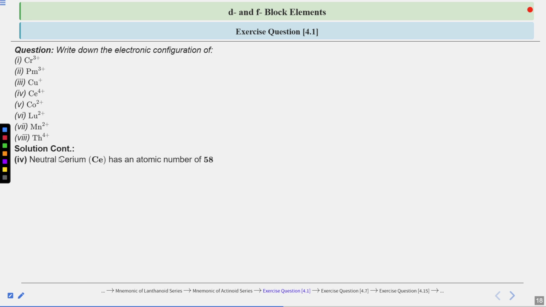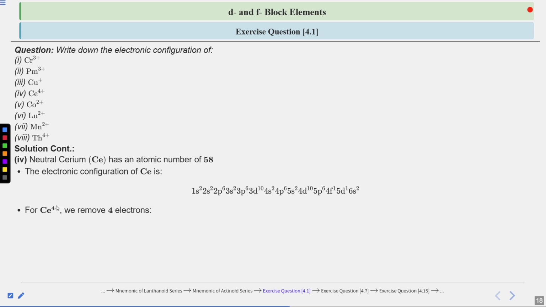Now for the fourth part, that is for cerium, the neutral cerium has atomic number 58. So the electronic configuration of cerium is 1s2, 2s2, 2p6, 3s2, 3p6, 3d10, 4s2, 4p6, 5s2, 4d10, 5p6, 4f1, 5d1, 6s2. Now cerium 4 positive means 4 positive charge, it has to lose 4 electrons. So we have to remove 4 electrons. 2 electrons will be removed from 6s, 1 is removed from 5d1 and 1 is removed from 4f1.